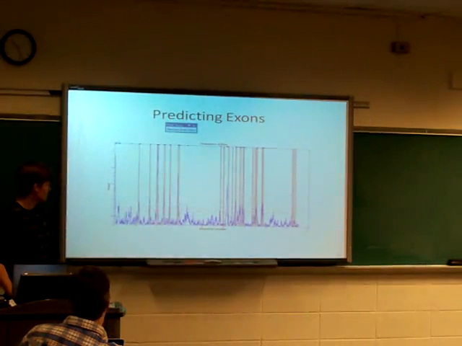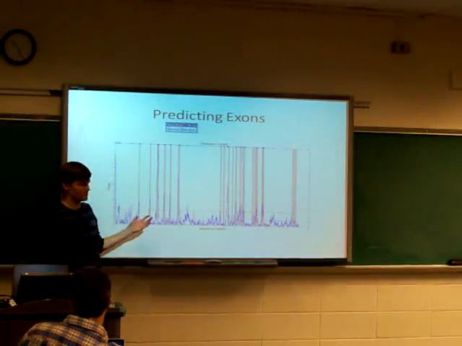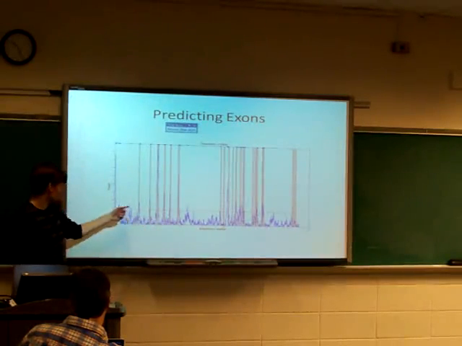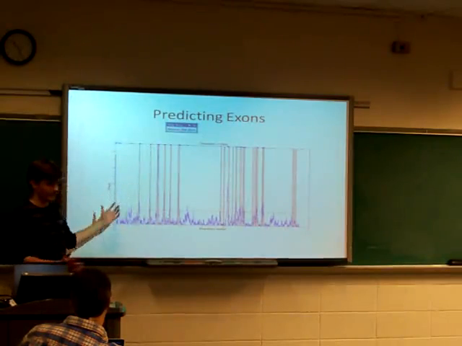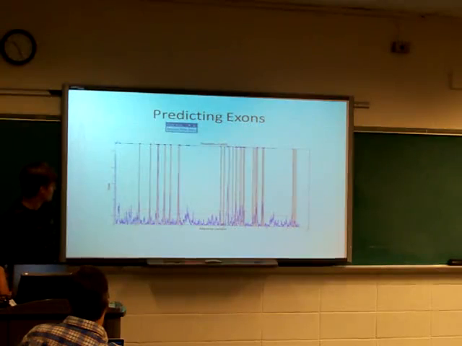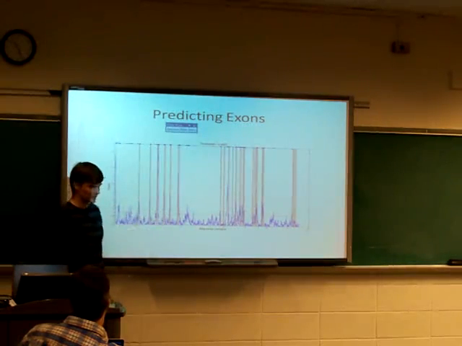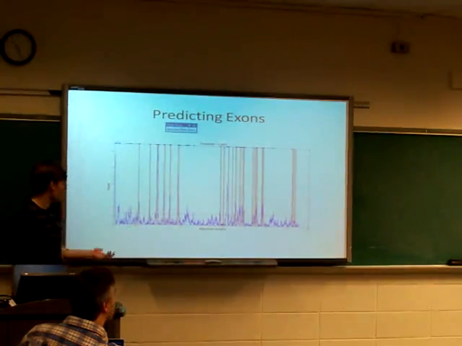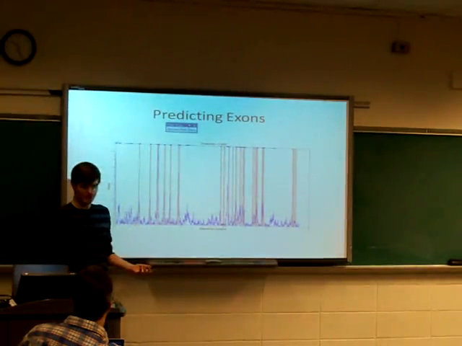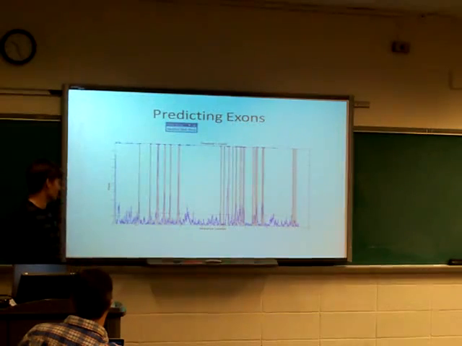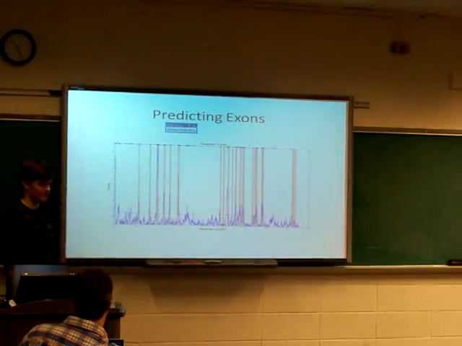If we want to try and find more of the pink bars, we can reduce the threshold at which I define, okay, this is an exon. The trouble is that the further I reduce the threshold, the more junk I'm going to be picking up. It's not actually exons, but I will also be picking up a higher fraction of the exons. So it's a trade-off.